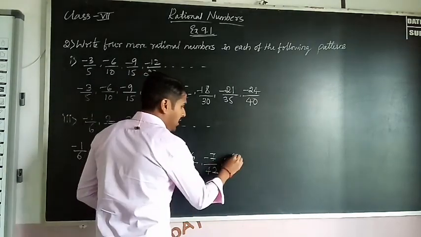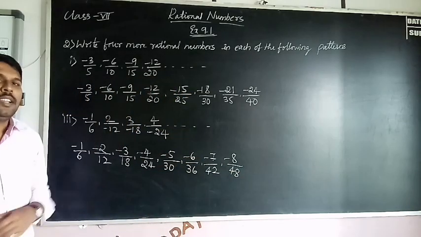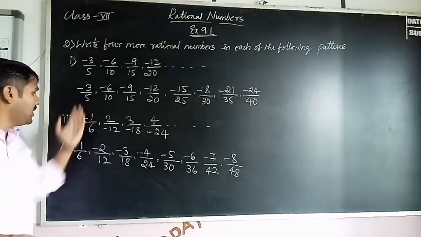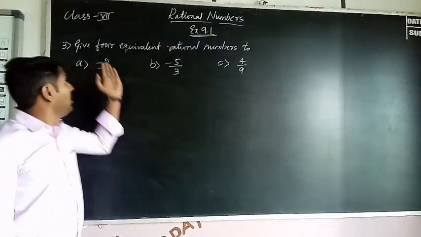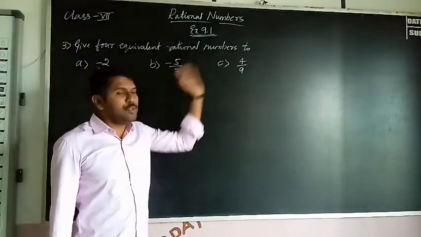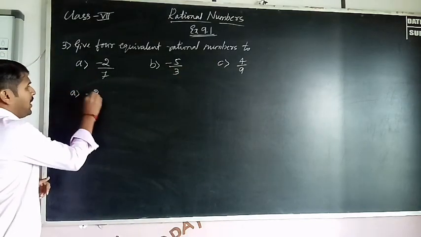Next, 8/48. So these are the next 4 rational numbers. I have taken the first and third; the second and fourth are homework. Next, the third one: give 4 equivalent rational numbers to these numbers. First one, take it as minus 2 by 7.